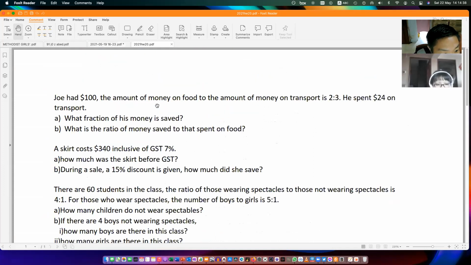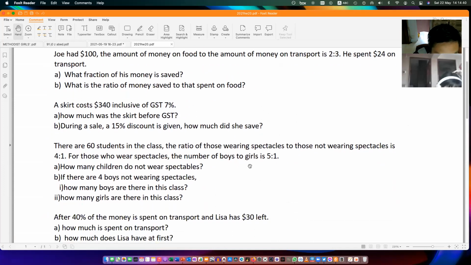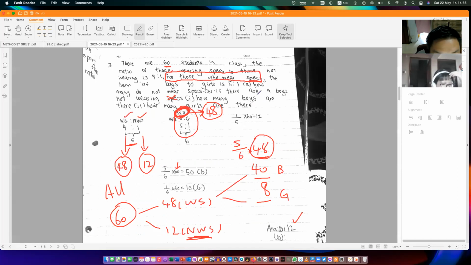Which question? Here, right? 60 students in class. Yeah. Okay. You did not copy this statement. It says there are 4 boys not wearing spectacles. I wrote for section B if there are 4 boys not wearing specs. Okay, good. So I saw that also.